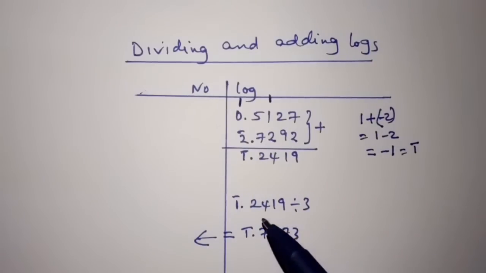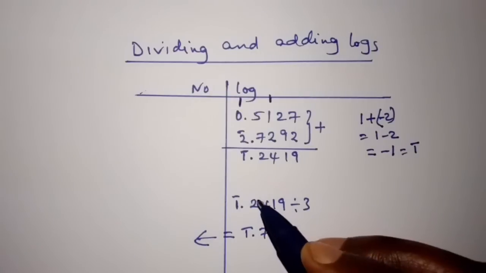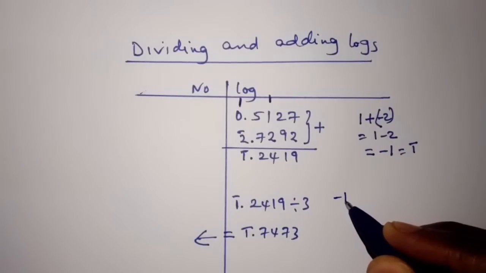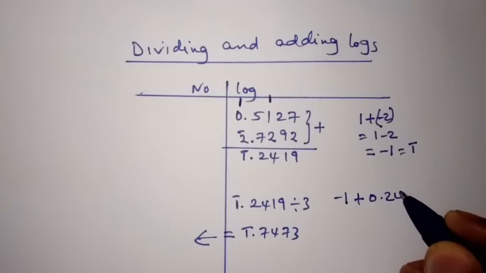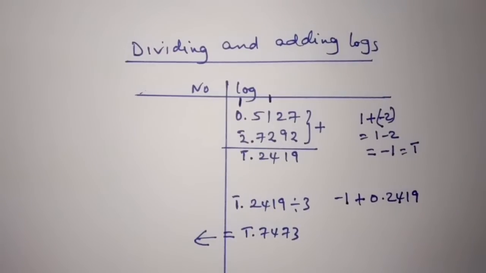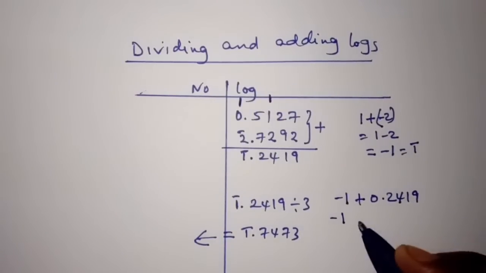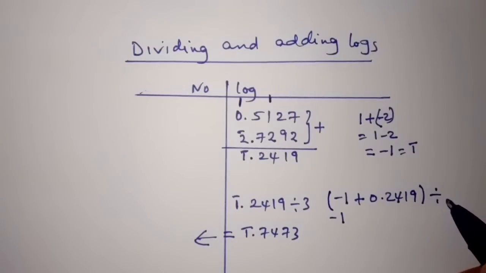Bar 1.2419, we want to divide by 3. How do we divide it by 3? We can write bar 1.2419 as negative 1 plus 0.2419. We can also write it as bar 1 and this is divided by 3.